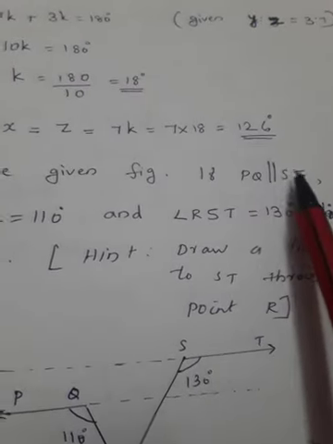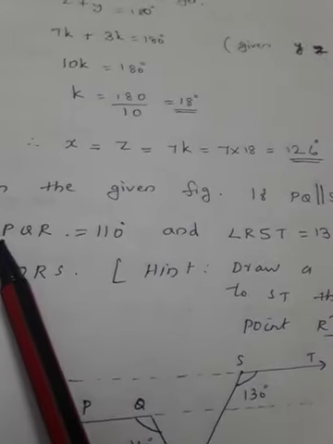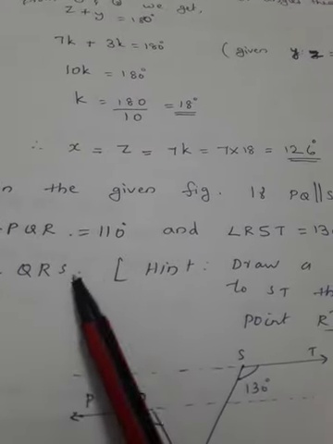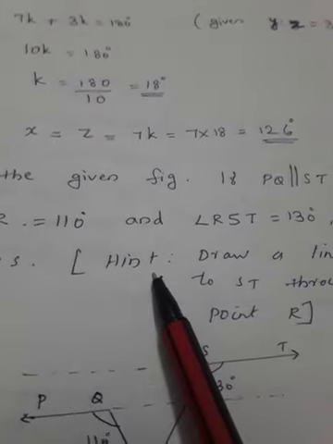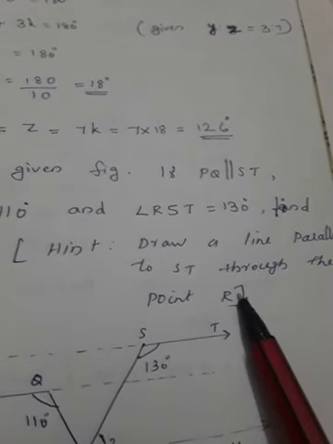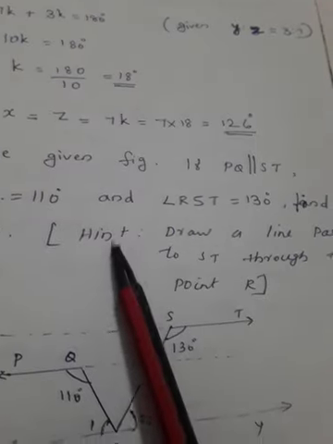Given that PQ parallel ST, angle PQR equals 110 degrees, angle RST is 130 degrees, then we need to find angle QRS. Here one hint is given: draw a line parallel to ST through the point R. That is the hint given in the question.